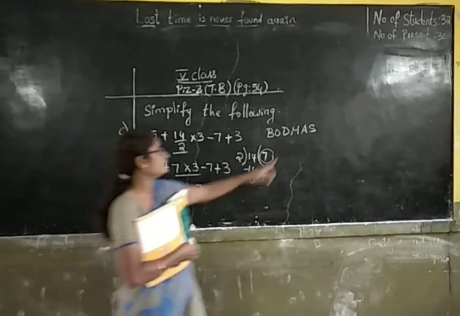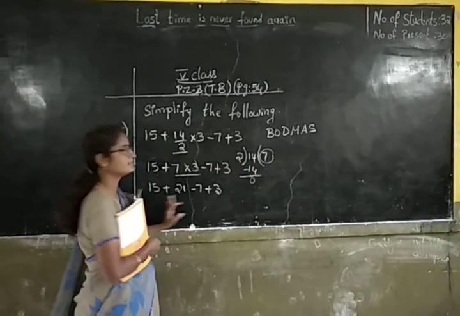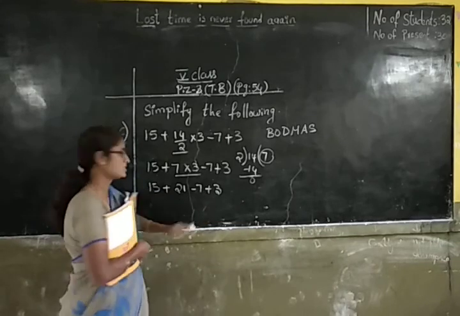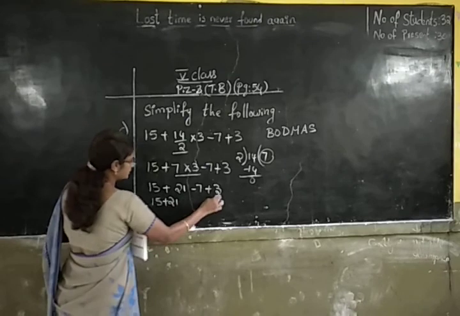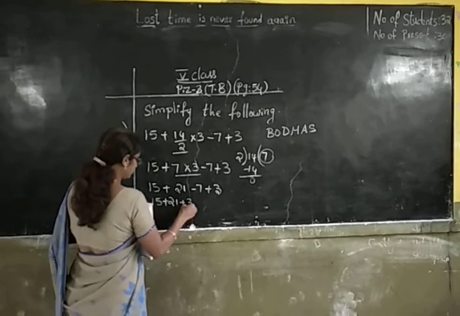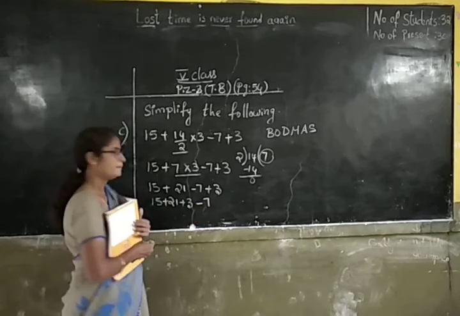So after multiplication, we have to do addition. So for doing addition, I will rearrange the numbers with addition symbol. 15 plus 21, plus 3 is also having the addition symbol. So plus 3, and I am writing 7 at the last because it is having the minus symbol.